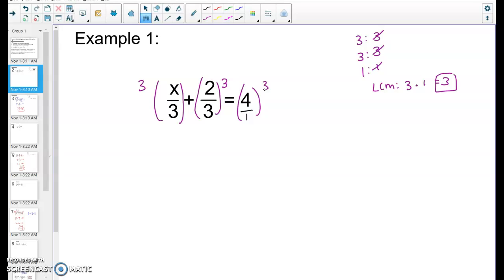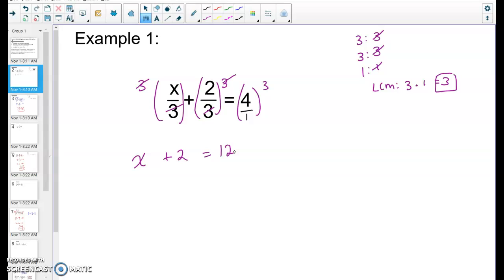Our goal of this step right here is that when we go to simplify in our next line, everything is on one line. You don't have any fractions involved anymore. Okay, so let's simplify that first one. Your 3's cancel out and you're left with an x. Your second one, the 3's will cancel out again. You're just left with a positive 2. And then 4 times 3 is 12.